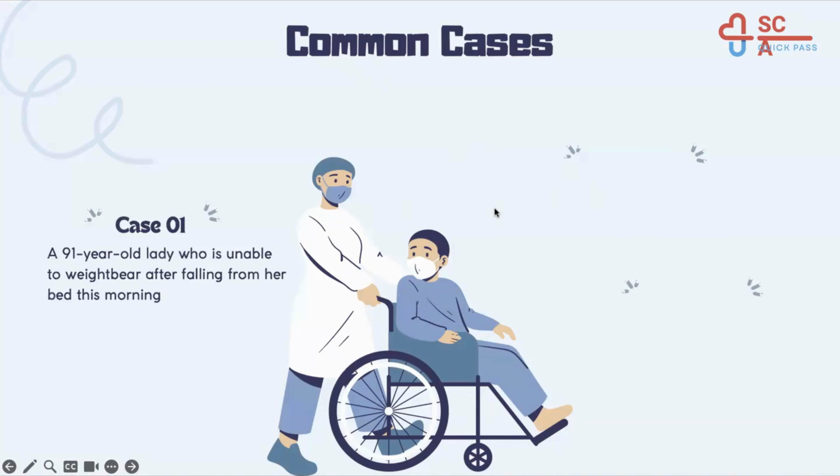Case one is basically a 91-year-old who's unable to weight bear after falling from her bed this morning. Okay? So everyone's got that. Neck of femur fracture. Yeah, neck of femur fracture. Now, this is one of the most common cases that you can see in A&E. And fragility fracture, yeah, that's right. So this is one of the most common cases, and you're actually expected to do most of the stuff on your own.